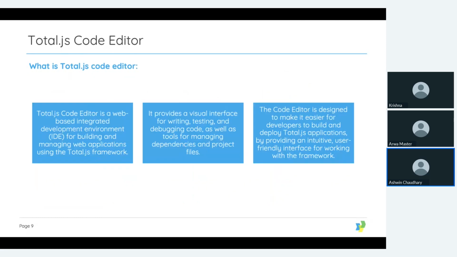And what is the Total.js code editor? The Total.js code editor is a web-based IDE, an integrated development environment, for building and managing web applications using the Total.js framework. It provides a visual interface for writing, testing, and debugging code, as well as tools for managing dependencies and project files. The code editor is designed to make it easier for developers to build and deploy Total.js applications by providing an intuitive, user-friendly interface for working within the framework.